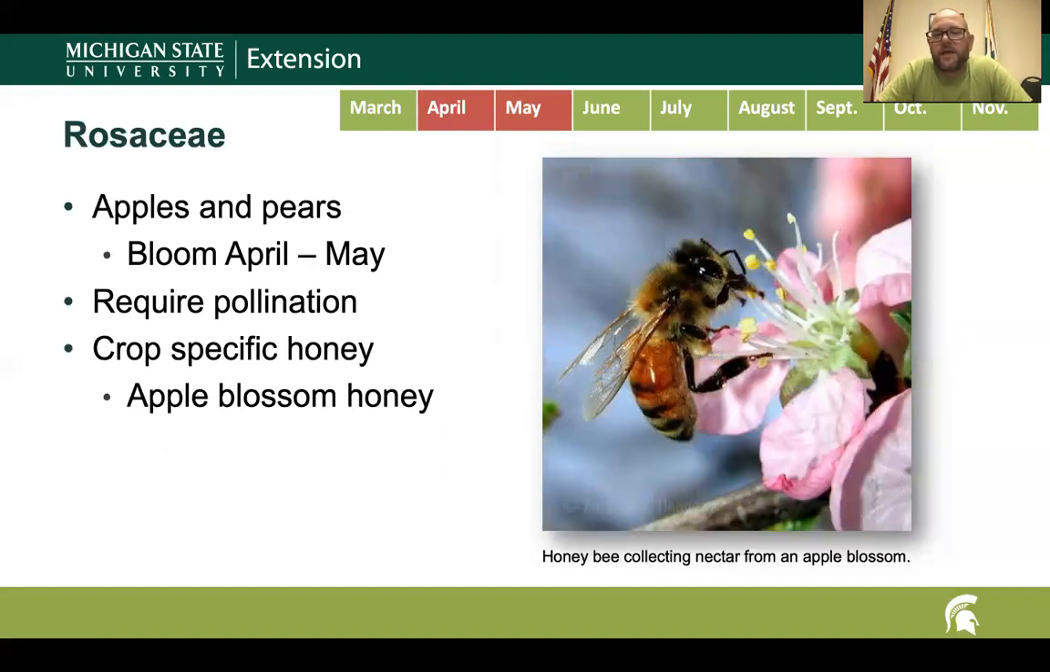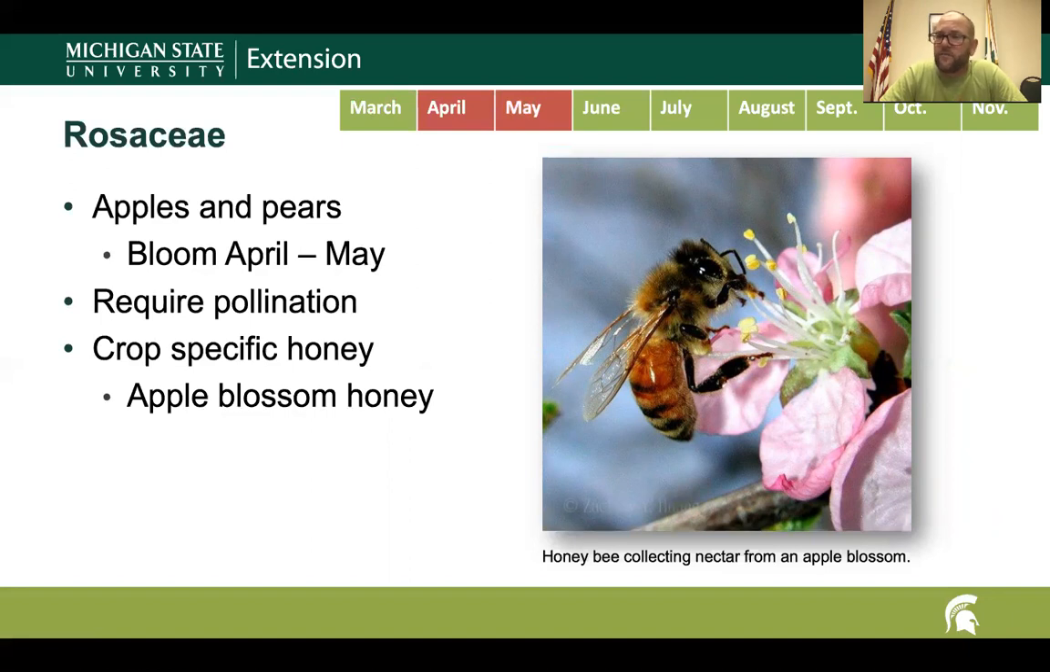Rosaceae plants, so things like apples and pears. Again, same kind of timing as our stone fruits. They also require pollination, so these are plants that you can get pollination contracts on as well. They're excellent floral resources for bees. Our farm in the UP has a lot of apple trees on it, and they're just great. We've also kept bees on apple orchards for years. Really good honey, a light, kind of delicate honey that's produced from apple blossom. And again, a honey that can garner a premium price if you're doing varietal honey.